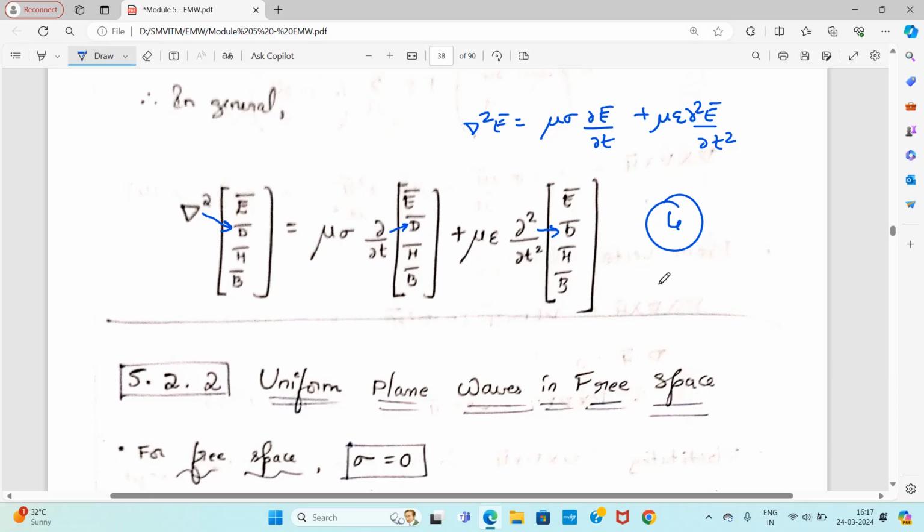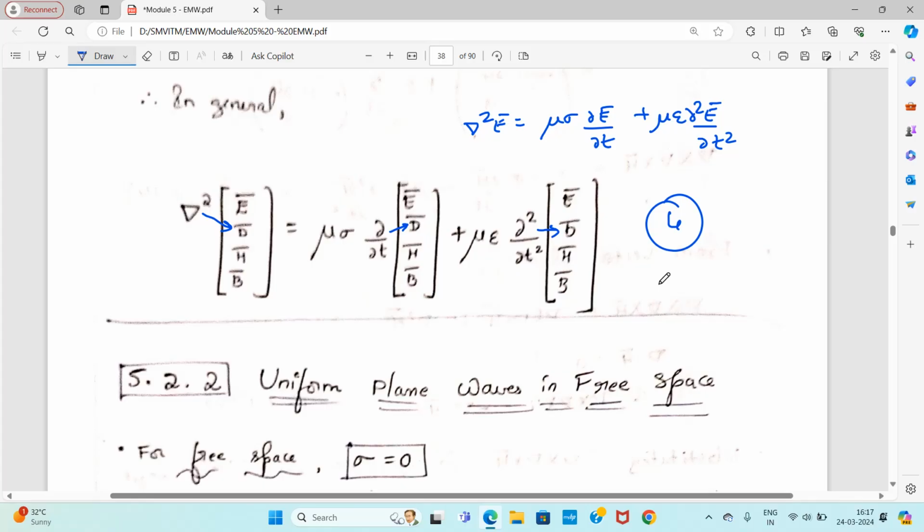So this is the general mathematical representation of electromagnetic waves in terms of the four parameters: electric field intensity E, electric flux density D, magnetic field intensity H, and magnetic flux density B.